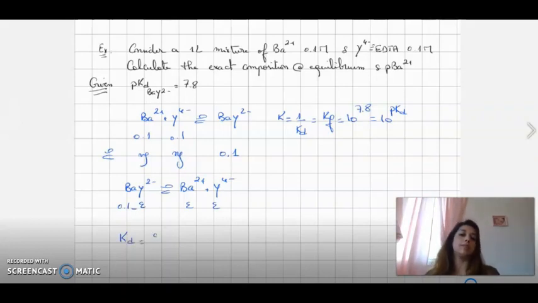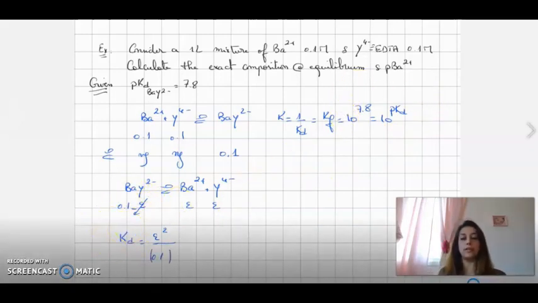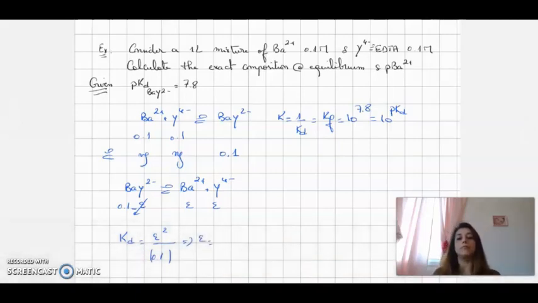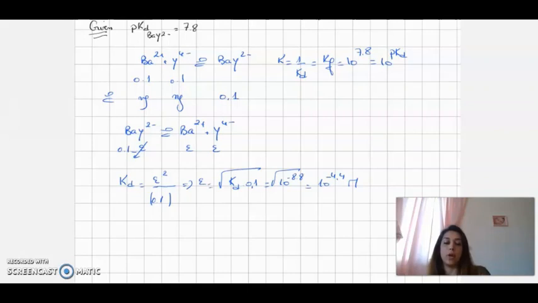K dissociation, 10 to the minus 7.8, will be equal to epsilon squared divided by 0.1, as the difference between the concentration and Kd, 10 to the minus 7.8, is more than 100. So epsilon is equal to the square root of Kd times 0.1. So the square root of 10 to the minus 8.8, so epsilon equals 10 to the minus 4.4 molar, and epsilon is the concentration of Ba2+ and Y4-.